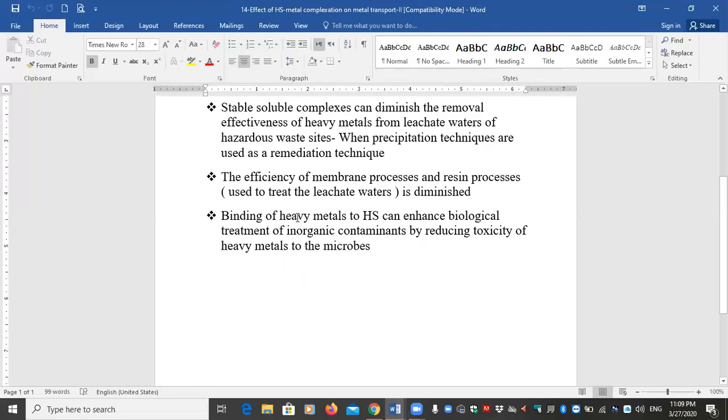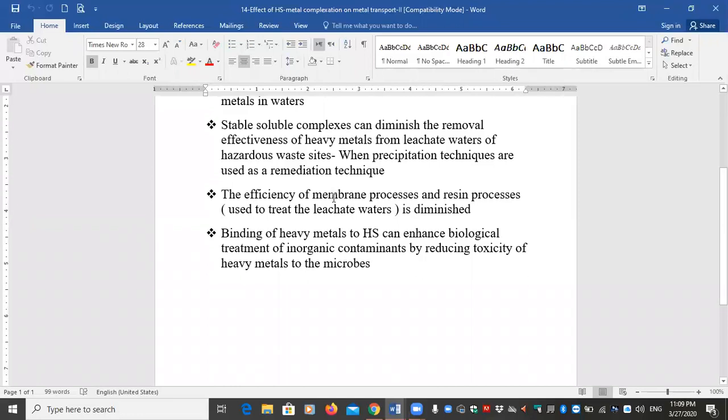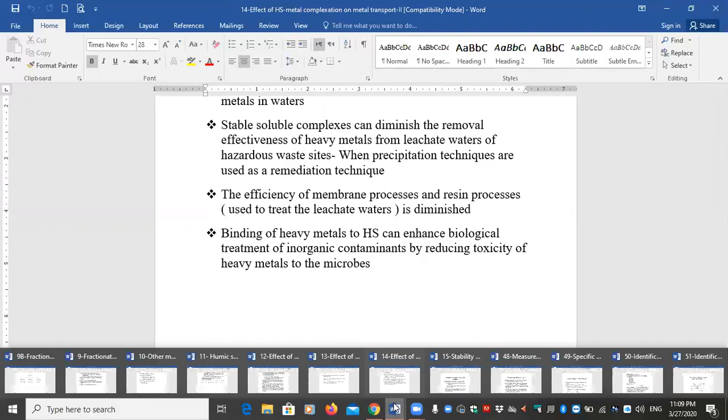If you have heavy metals that are toxic to the microbes, they will be toxic in the elemental form. But when they are tied to organic complexes, they will not be toxic to the microbes. So this will allow the microbes to be healthy and work and do their job. So in this case, that is something good. This is an example of a beneficial thing.